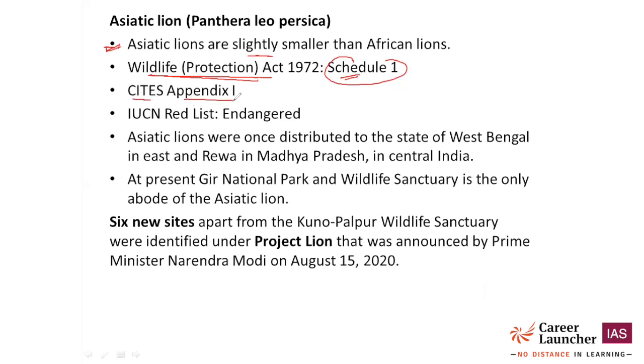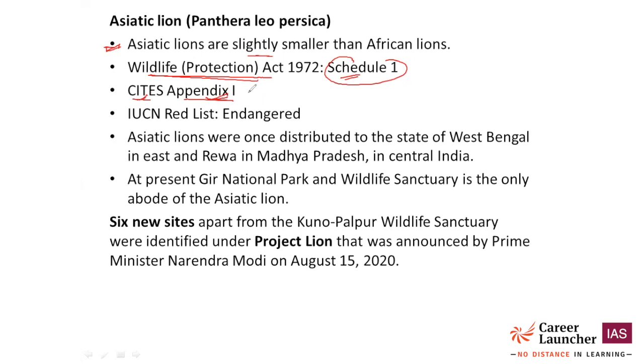In CITES, it is in Appendix 1. Now CITES is an international initiative for the protection of endangered species whose population is declining because of international trade. So CITES is an international, intergovernmental effort where we conserve species, that is, we stop the international trade of some species whose population is declining. Okay, so that includes 3 appendices: Appendix 1, Appendix 2, Appendix 3. Species that are part of Appendix 1, their body parts, live trade, everything is completely banned.